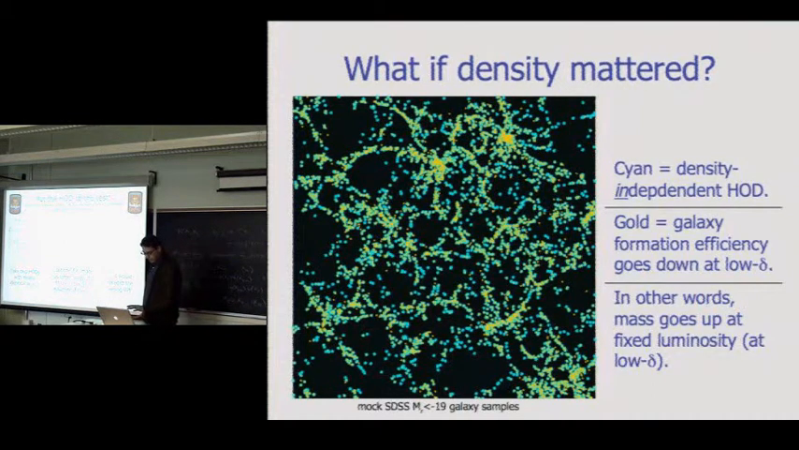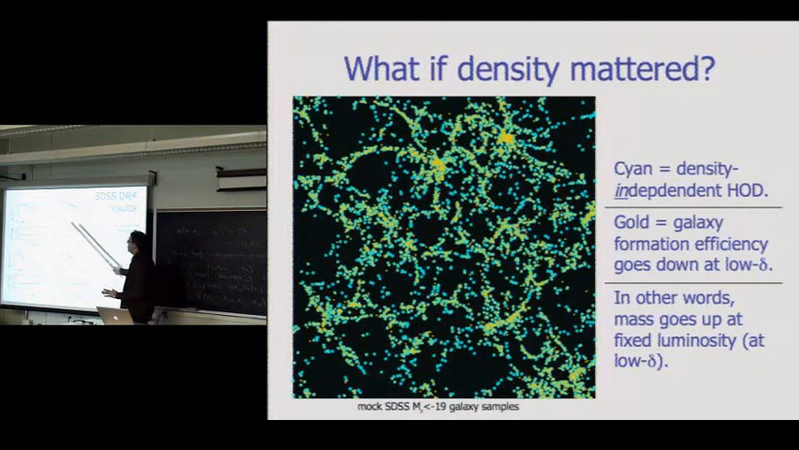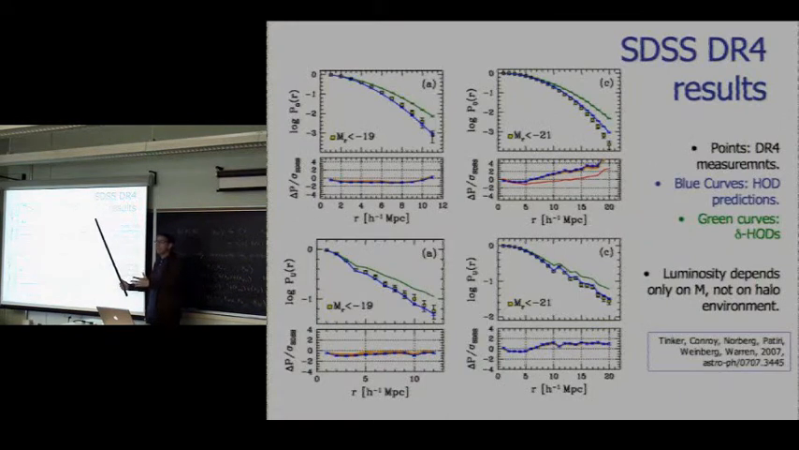And so this is what we did with Sloan DR4. The points with the error bars are now the new measurements of the void probability function for faint galaxies and for bright galaxies. We have a slightly complementary statistic here, the underdensity probability distribution, which instead of asking whether the sphere is empty of galaxies, asks whether it is less than 20% of the mean density. So it's almost the same, but it's a little bit less noisy to measure at large scales.